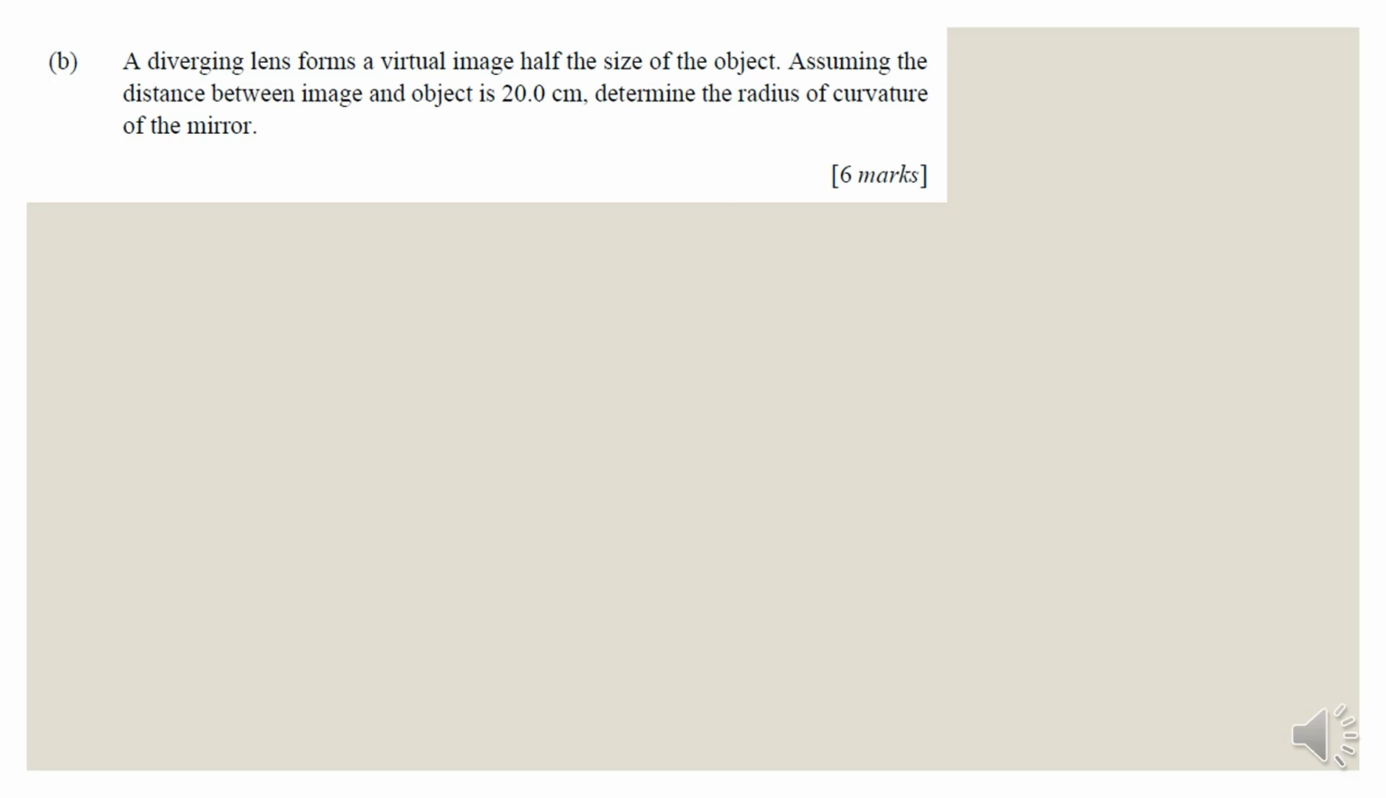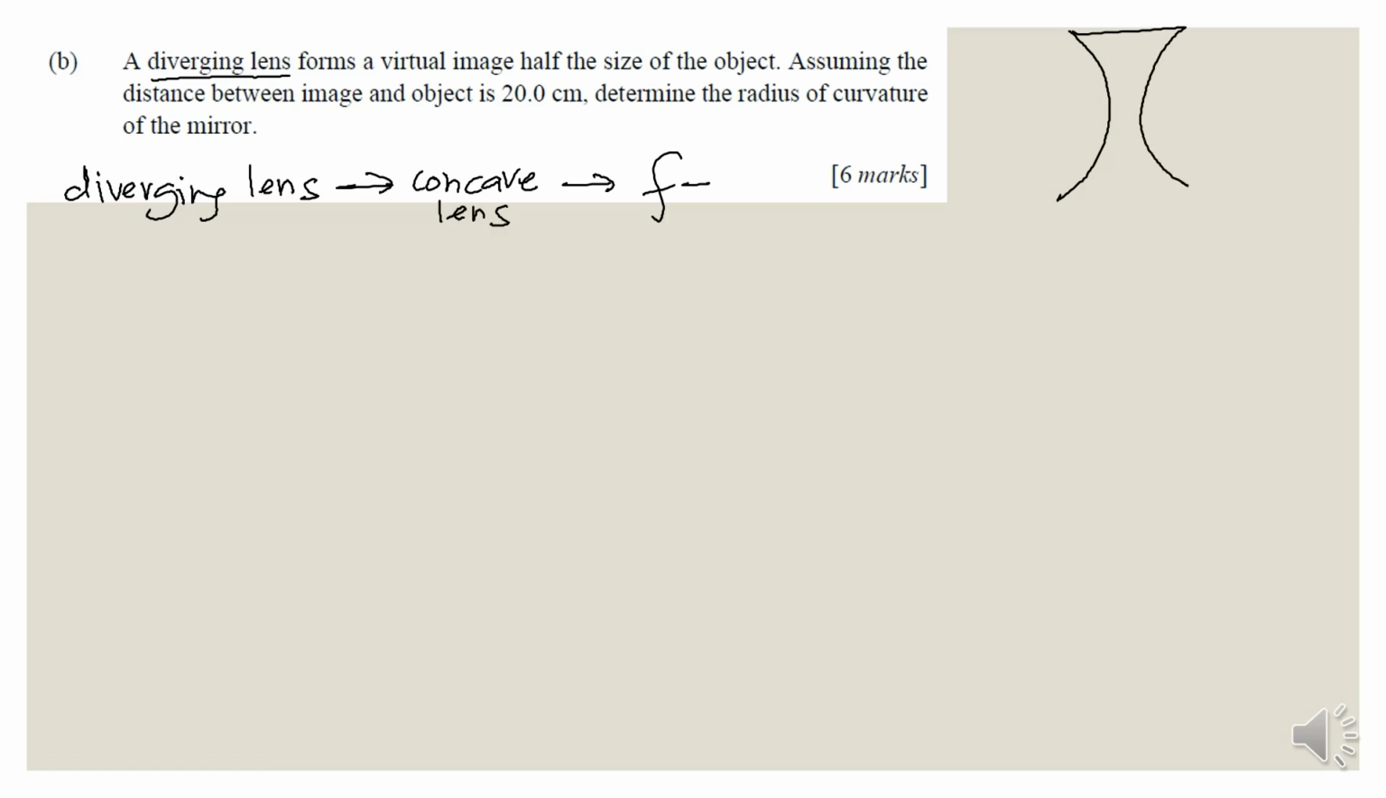Untuk 5B diberi sebagai diverging lens. Bila sebut diverging lens, kita terus ingat dia adalah concave lens, iaitu F dia adalah negatif. Kalau kita tengok concave lens, dia macam ni. Objek dekat sini, image dia mesti dekat sini, dan kecil. Kita tahu dia ada satu je ray diagram, tak ada banyak.